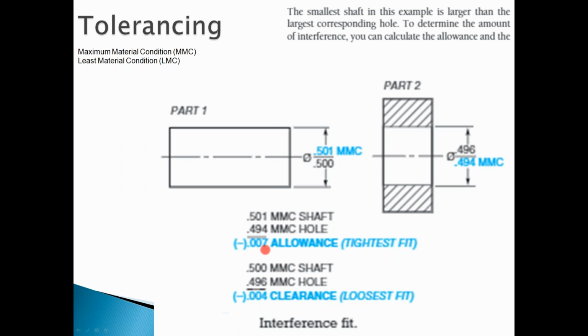So with that allowance of 0.007, if it's greater than 0.007, you're not going to fit in. This is the tightest you can fit, 0.007, but then the smaller the maximum material condition is, the looser you can go. So the allowable clearance for this particular case is going to be between 0.007 and 0.004. If it's too loose, it's not going to fit in. If it's too tight, it's not going to fit in.